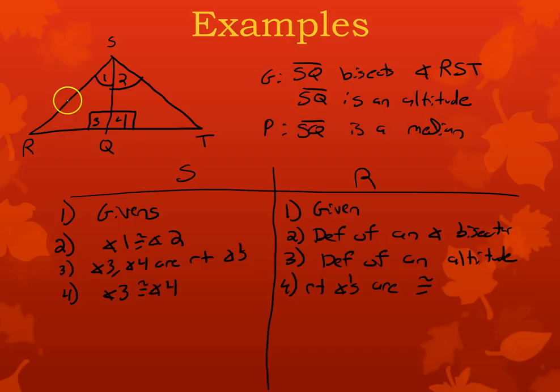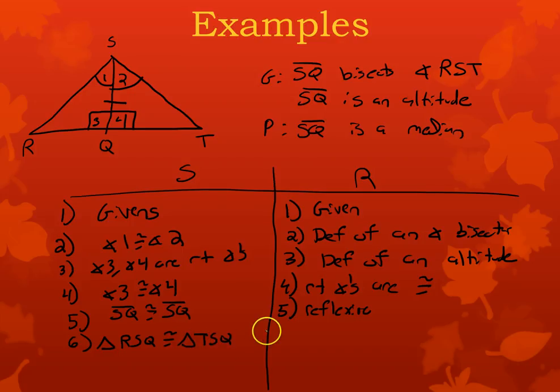You don't need to say this if we knew something about the altitudes, but since we don't, we can't say that. We also need to have a side, and well, that's our reflexive side. SQ is congruent to itself. We have our reflexive side. So now I can say my triangle RSQ is congruent to triangle TSQ because I have two angles and the side in between, so that's angle, side, angle. So this whole process is to first prove we have a congruent triangle pair.